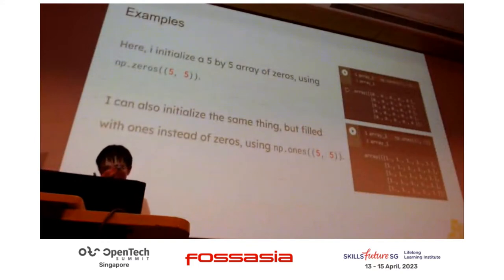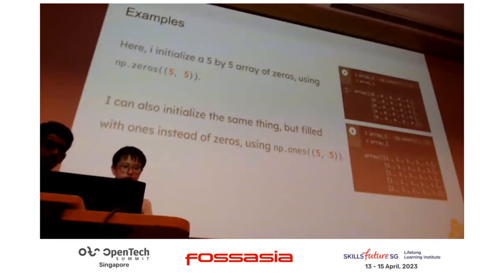But, okay, so in this case here, I actually initialize a 5x5 array of zeros using numpy.zeros with a tuple that contains 5x5, where one of the 5s is the rows and the other 5 is the columns. Similarly, for numpy.ones, I initialize it with a tuple 5, 5. It fills a 5x5 array that's full of 1s.